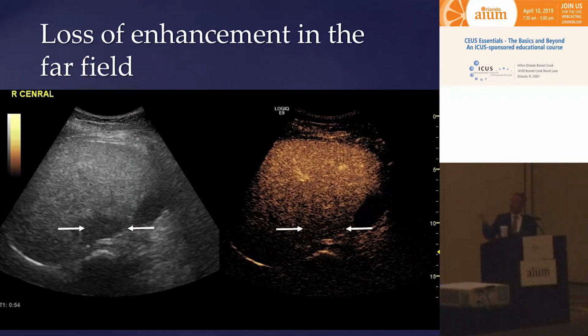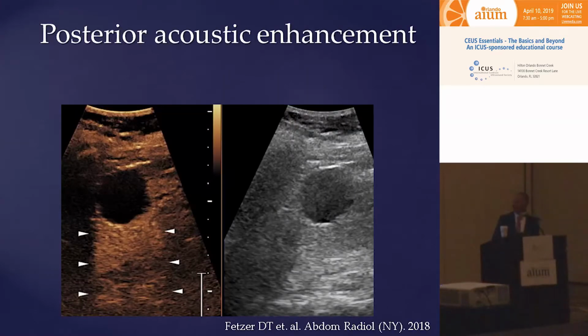Loss of enhancement in the far field. Some of the scanners are better than others, but most of them will have these hazy, dark areas at 10 to 15 centimeters. You can alleviate this by decreasing your probe frequency, going to penetration presets on your scanner, and decreasing your dose of contrast, so there will be less shadowing from the vascular areas.